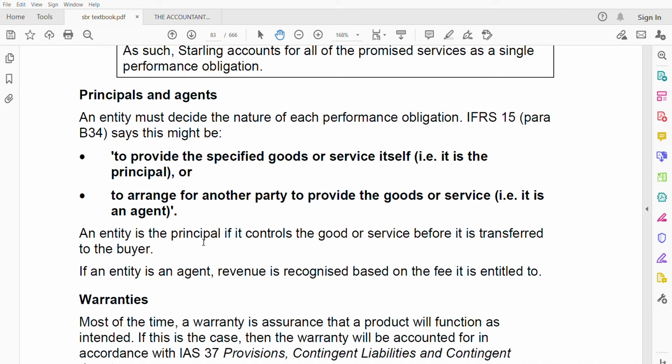And how does an agent recognize revenue? Revenue is recognized based on the fee it is entitled to. See, when you are giving to an agent, whatever revenue they are getting for you, that is your revenue. But you are giving them a fee for doing that, right? They will take a commission or a charge on it. Let's say 10% of your revenue or 5%, it does not matter. But what matters is that fee is their revenue. That is their only revenue. That fee you are giving to your agent, they will recognize as their revenue, the agent entity. Understanding?